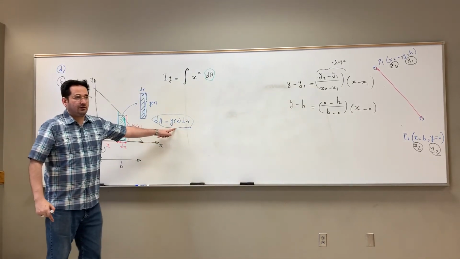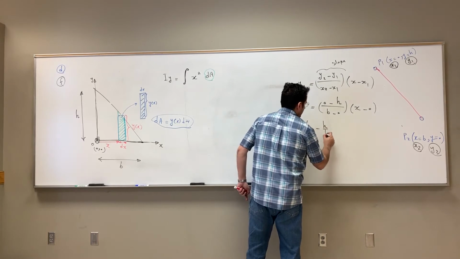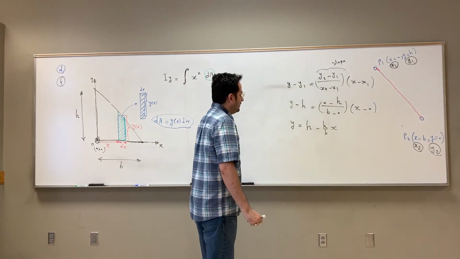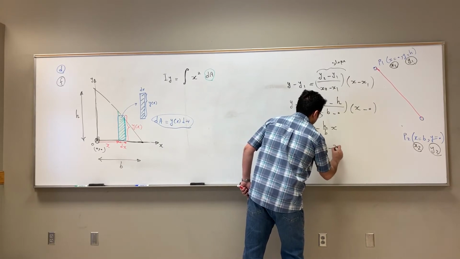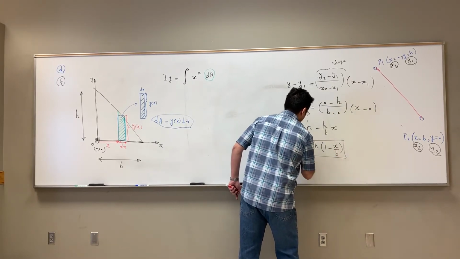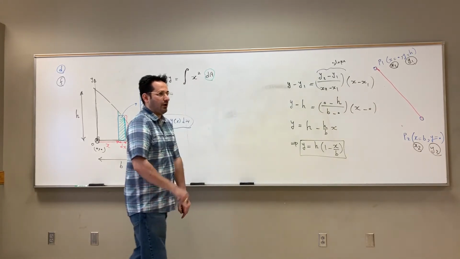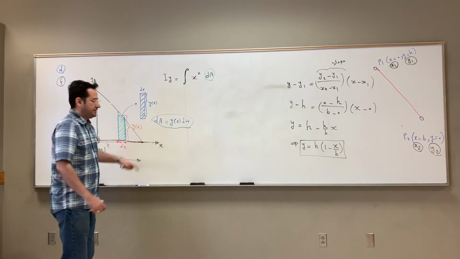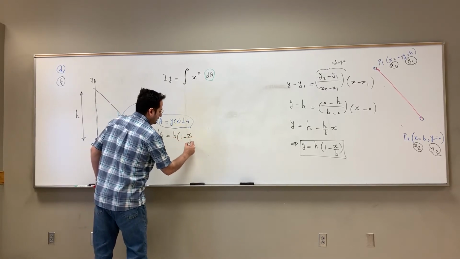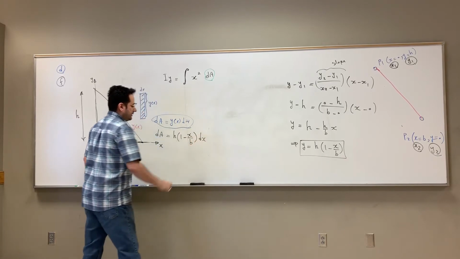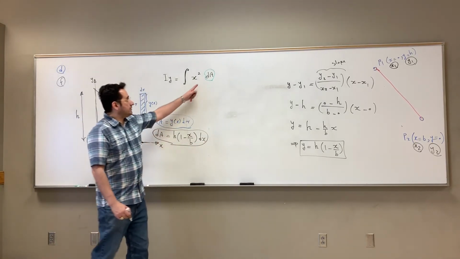This y is in fact the same y here. Instead of y of x, I'll just say y. Then solve for y: y is equal to h minus h over b times x. And then y is equal to h times 1 minus x over b. This is the end result, the final result for y. Now you have y of x. Put it here: dA is equal to h times 1 minus x over b, and there is a dx already here. So that's your dA formula. Now I ask you, am I ready to just plug it in here and take the integral?